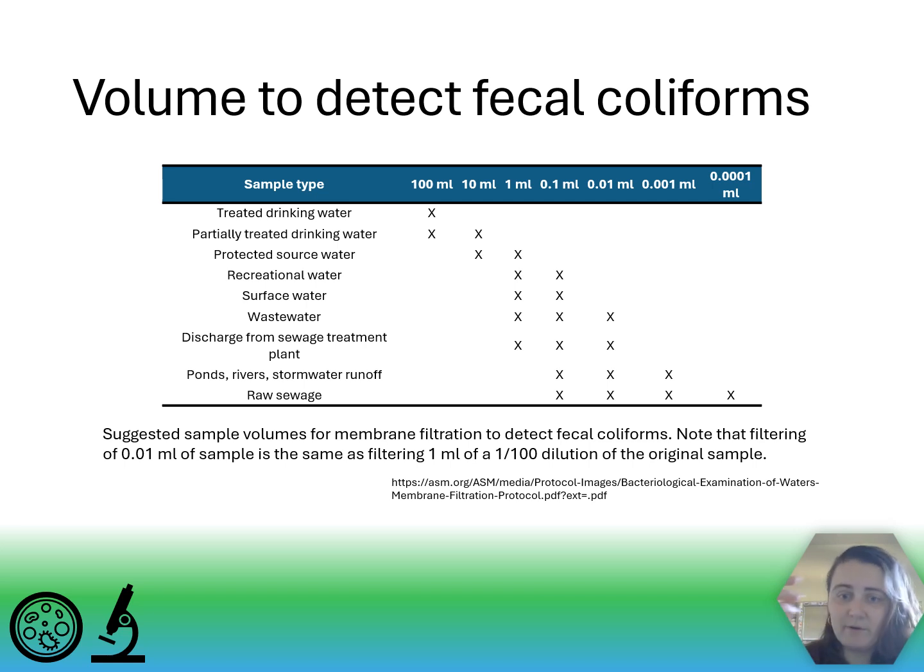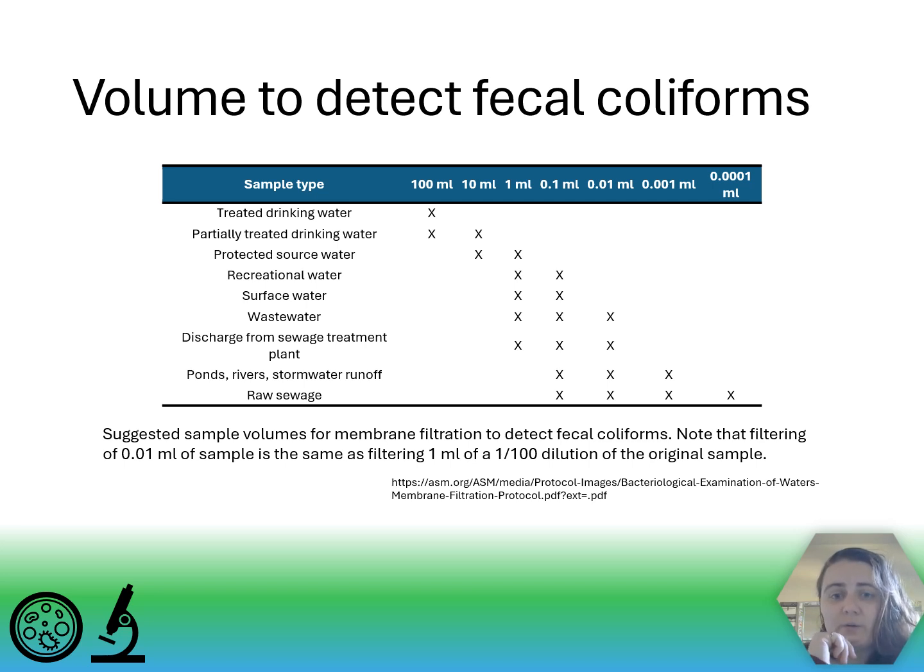So we're going to talk about fecal coliforms in upcoming lectures, but basically these are organisms that are found in feces that cause disease in warm-blooded animals. And so if we're looking for something from a surface water, for example, we would use 1 milliliter as our volume when we do detection of fecal coliforms. That's kind of what this table is telling you.